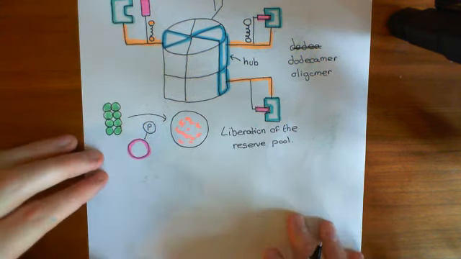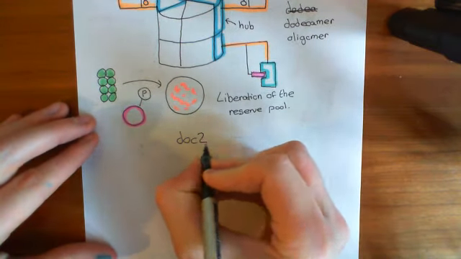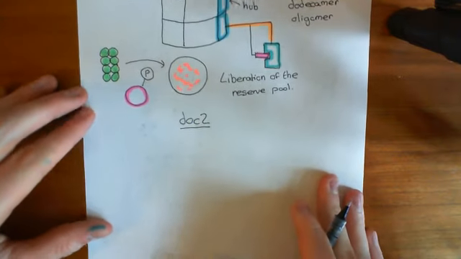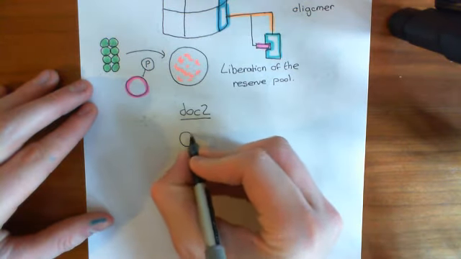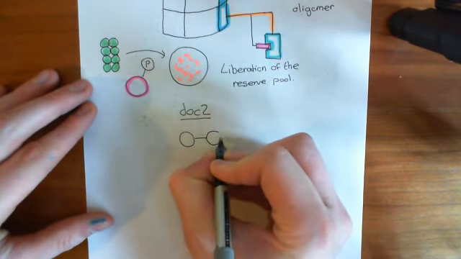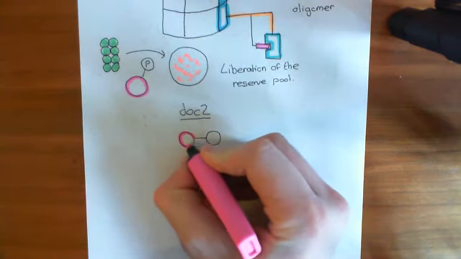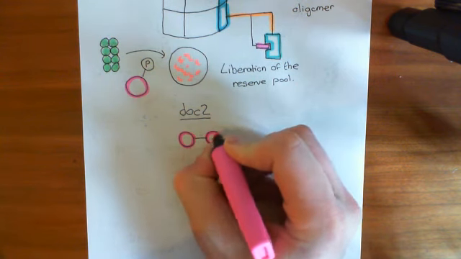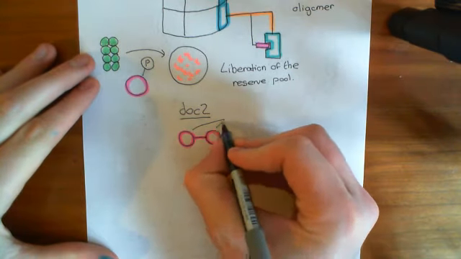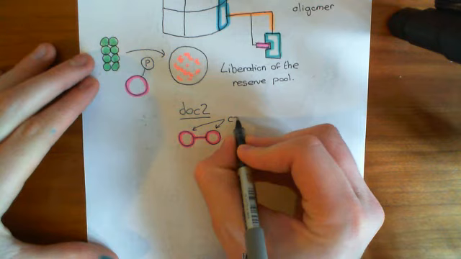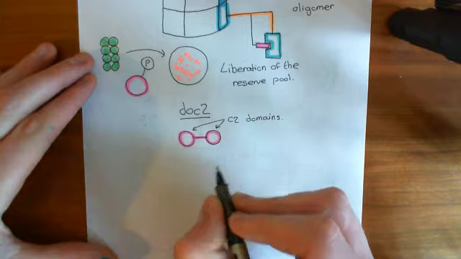Well, a candidate for this is a protein known as DOC2. Now, DOC2 basically has two C2 domains as well, just like synaptotagmin. However, it does not have a membrane-spanning portion. So DOC2 is a protein that sits in the cytoplasm of the axon terminal with these two C2 domains, which are capable of binding to calcium. Okay? But it is not bound to the membrane of the synaptic vesicles.